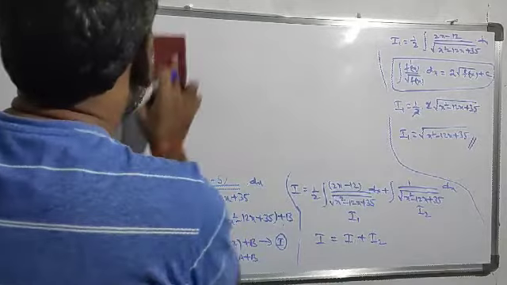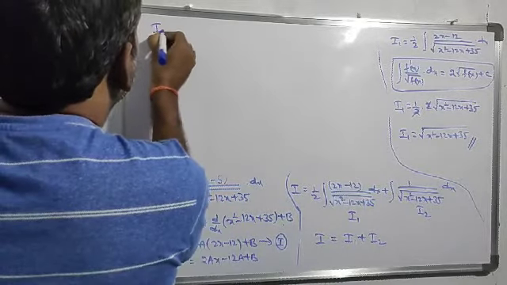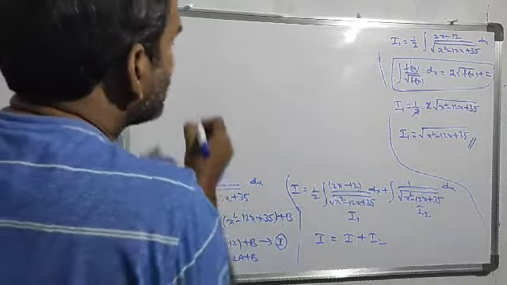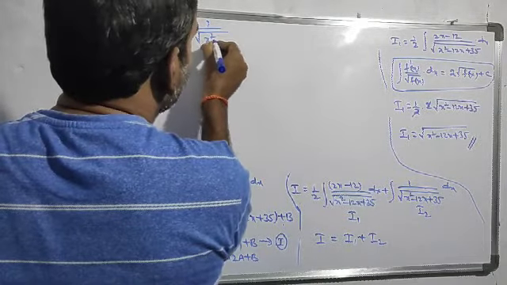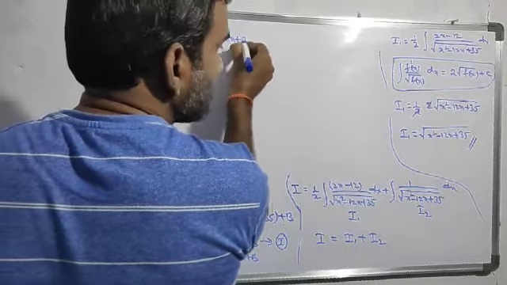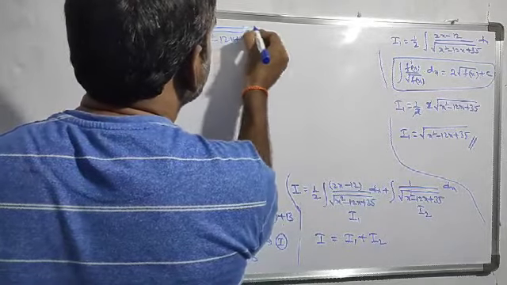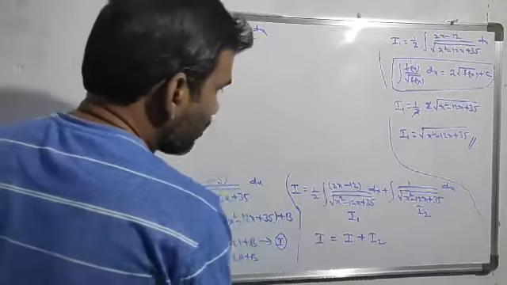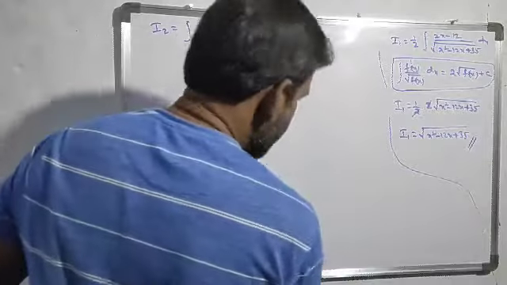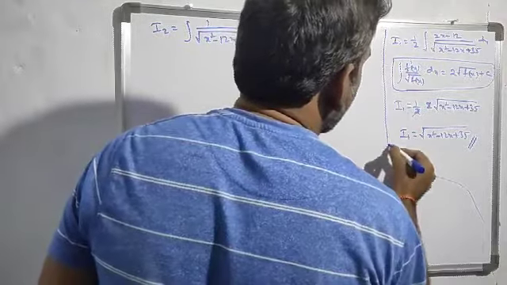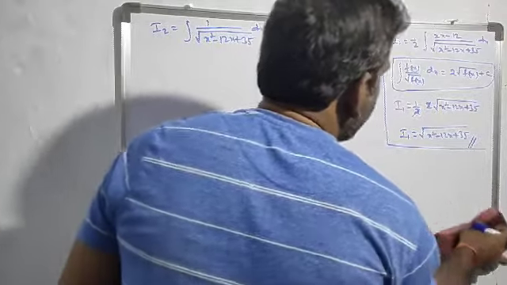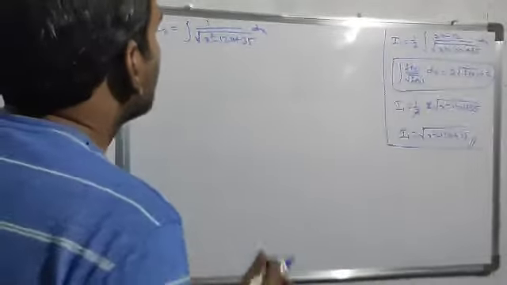Here I am taking the I2. What is the I2? Integration of 1 by square root of x square minus 12x plus 35. Okay, so this is the I2 value. Now I am erasing this. I am just putting this value like this only. So I1 up to this is completed. I am just putting that side.